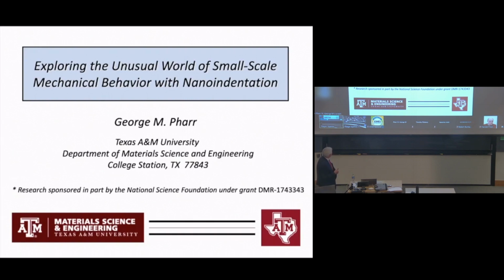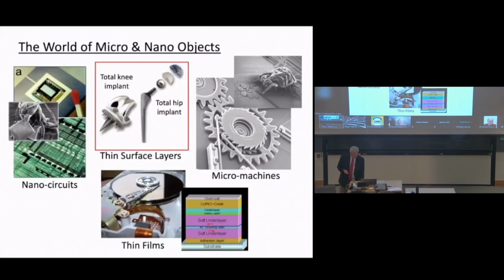I call this exploring the unusual world of small-scale mechanical behavior with nanoindentation. It's unusual in two senses here today. One, we frequently see things at small scales that you wouldn't expect. And so I'm going to talk a little bit about those kinds of things. And then I'm also going to talk about these crazy things that have been done with nanoindentation over the last 30 or 40 years. So first of all, what's the motivation for this?